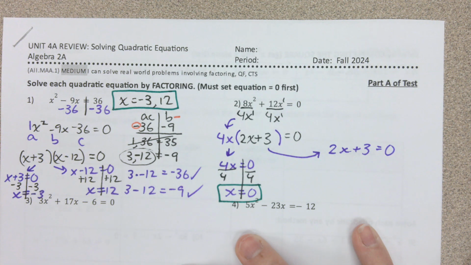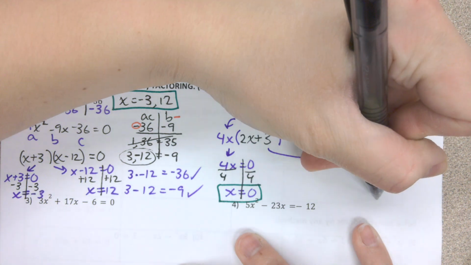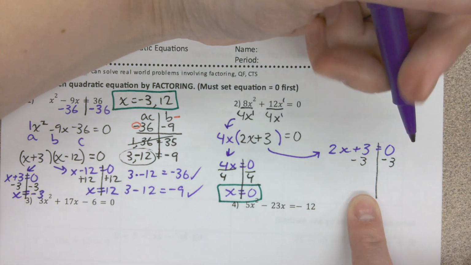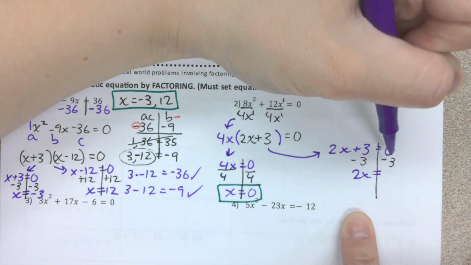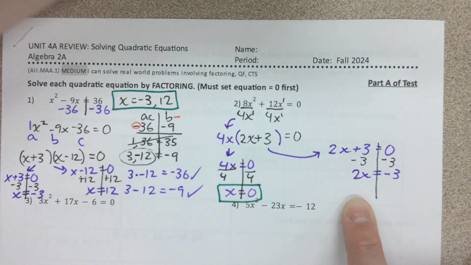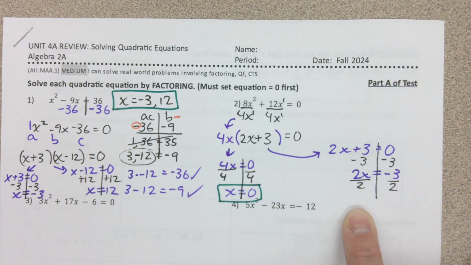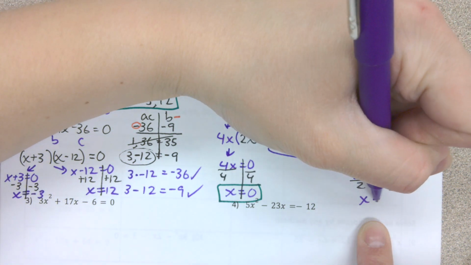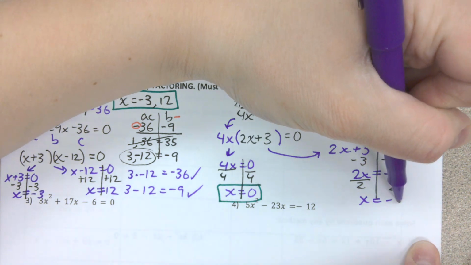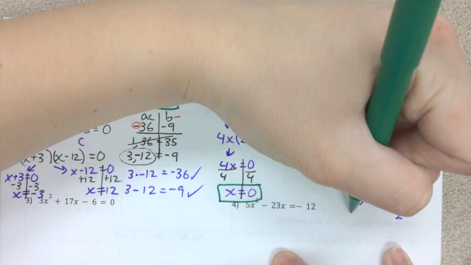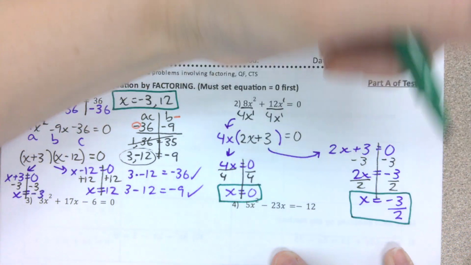Second problem, I've got 2x plus 3 equals 0. First, I'm going to minus 3 on both sides. We get 2x equals negative 3. And then I will divide by 2 on both sides. X is negative 3 over 2. You can turn that into a decimal, but there's no need. You can just leave it as a fraction.